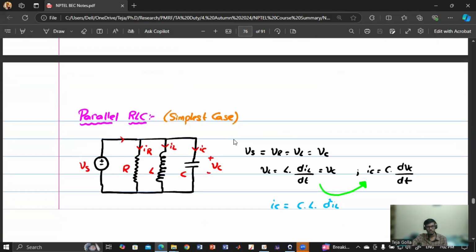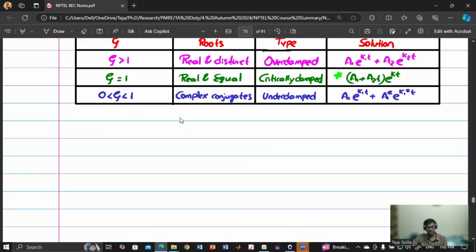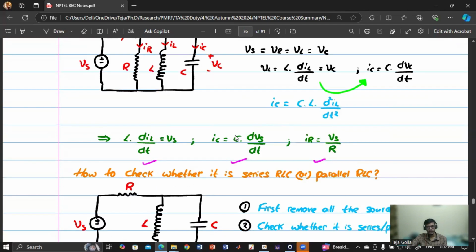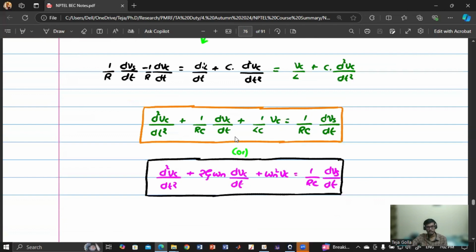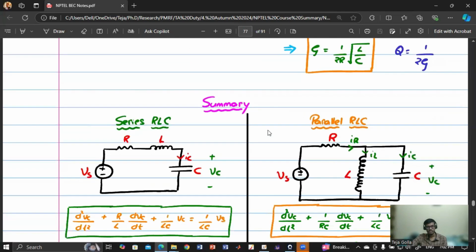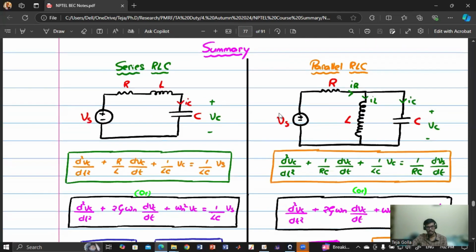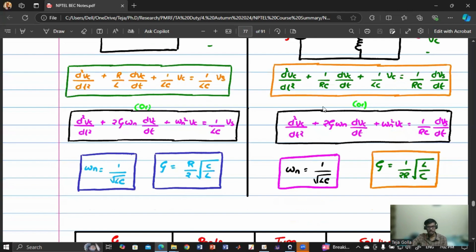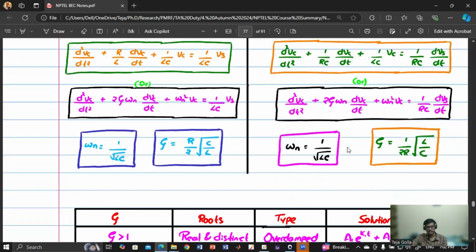And I have also given a table. You can refer to this table. For parallel RLC, we have seen that zeta will be different. Although omega n remains the same, zeta will be 1 by 2R into square root of L by C. And then I have summarized the difference between series RLC and parallel RLC. These are the equations, and the only difference will be the zeta.